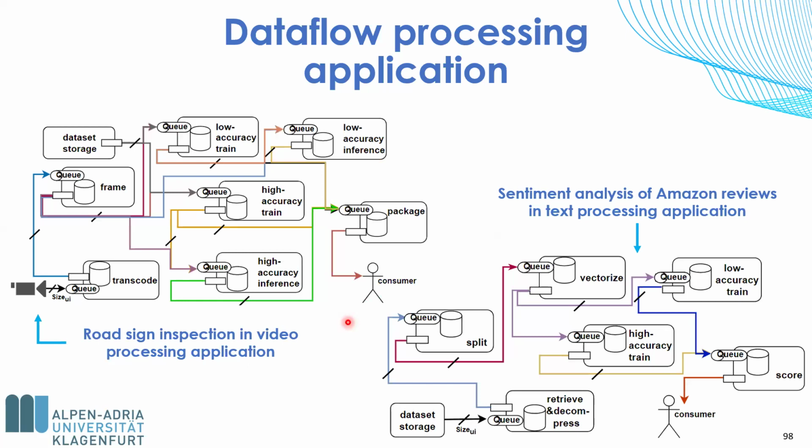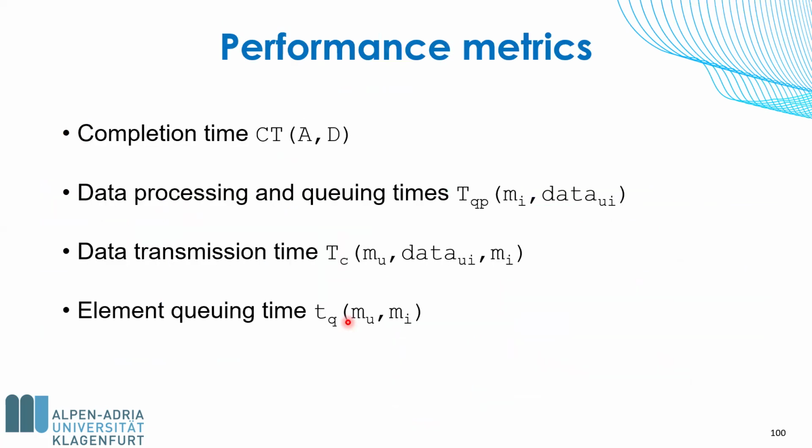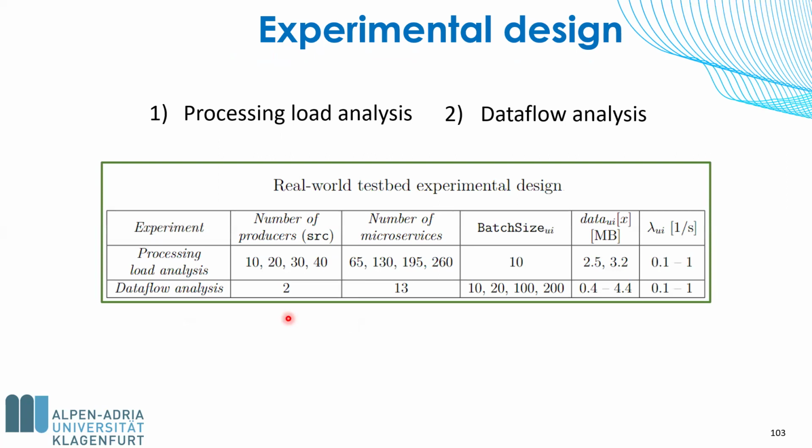In order to evaluate this method, we designed 2 different applications. One of them is a video-based, queuing-based video processing application for road sign inspection, and the other one is for text processing, mainly for sentiment analysis, extracting the sentiment of the customers of Amazon products based on their reviews. To evaluate the performance, we had 4 different metrics, like the element queuing time, and we designed 2 different scenarios. One of them is the processing load analysis with different numbers of producers of the application, requiring one replica of the application. The other one is data flow analysis based on different batch sizes, or the number of elements in the queue before processing.